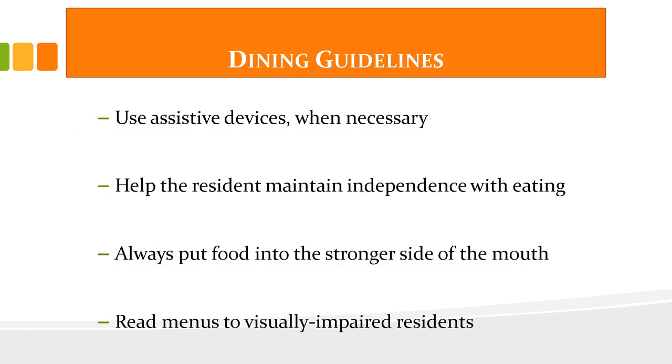Other guidelines to consider include using other assistive devices as necessary. There are special cups called nosey cups and built-up utensils that are easier to grip. Allow residents to do as much as they want to for themselves, even if it makes a mess. We have special equipment we can use, and we don't mind getting more food or cleaning up a mess. Always put the food on the stronger side so the resident is able to feed themselves, and also so that their food goes into the stronger side of the mouth and they can chew it. If working with a visually impaired resident, be sure to read the menu to them and determine what they want so they have what they want for their meal.